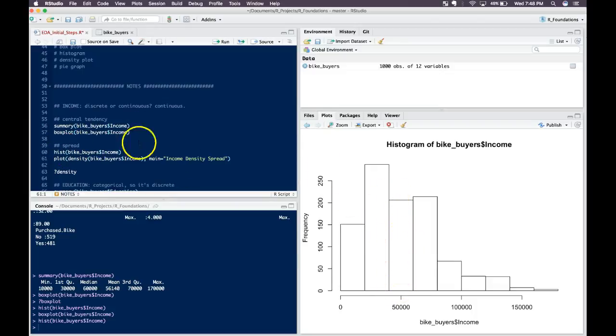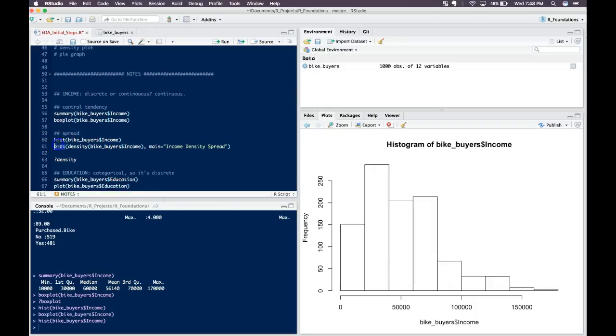So another way that you can do this is you can just call plot. And plot is a basic function in R, and it'll do its best to guess what kind of graph you're looking for. So we're going to use the function plot, and within plot we're going to call the function density. And this is going to give us a different type of histogram. It has fewer bars and more of a smoothed curve. So let's go ahead and run that.